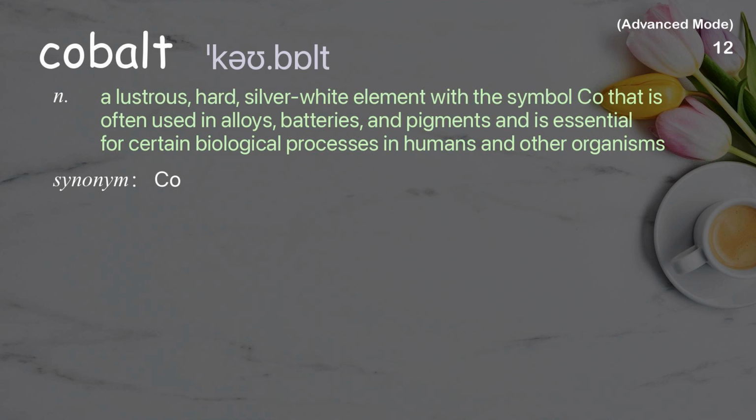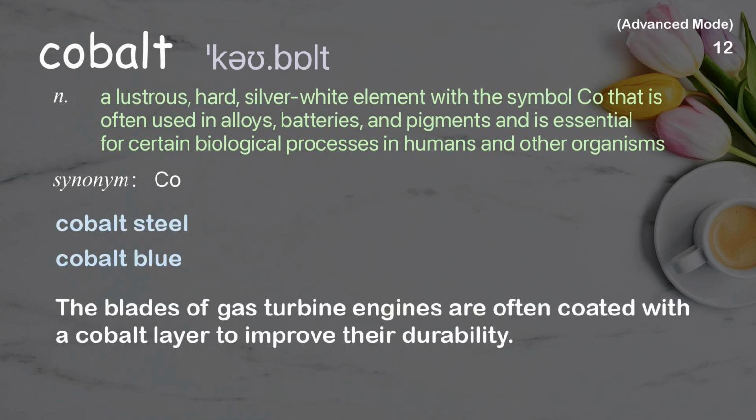Cobalt. A lustrous, hard, silver-white element with the symbol Co that is often used in alloys, batteries, and pigments and is essential for certain biological processes in humans and other organisms. Examples: Cobalt steel. Cobalt blue. The blades of gas turbine engines are often coated with a cobalt layer to improve their durability.